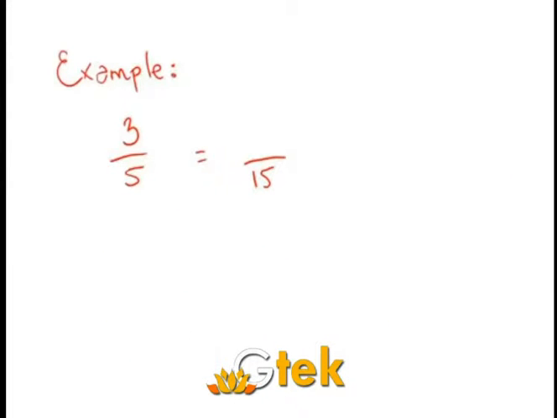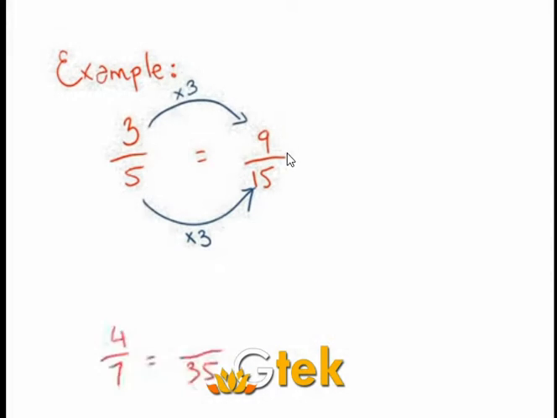Let's see one example. 3 by 5 is equal to blank by 15, I have given only the denominator 15. So 5 is going to get multiplied by 3, so as to get 15. Similarly, 3 has to get multiplied by 3 so as to get the numerator, right? So the numerator is 9, right?